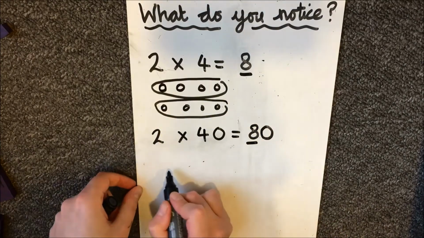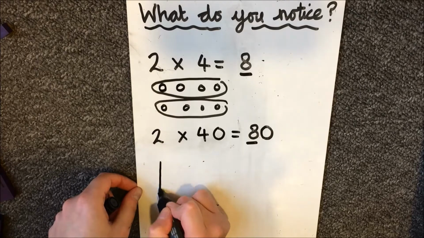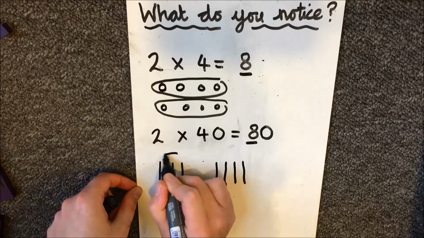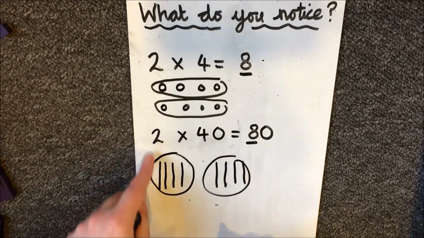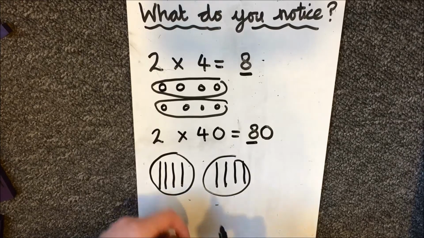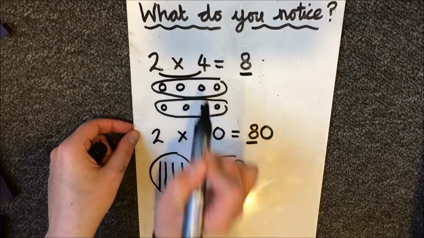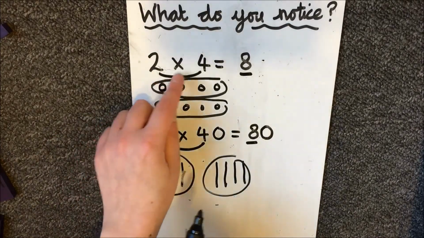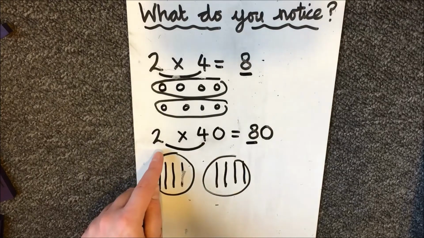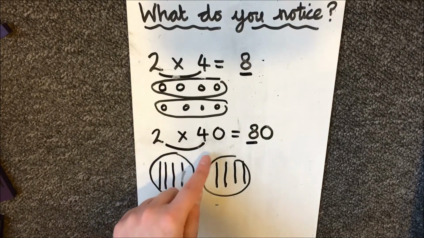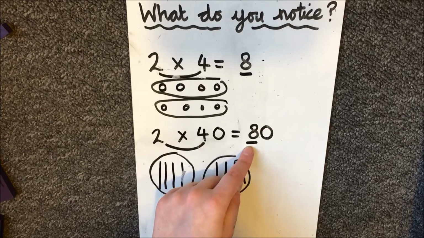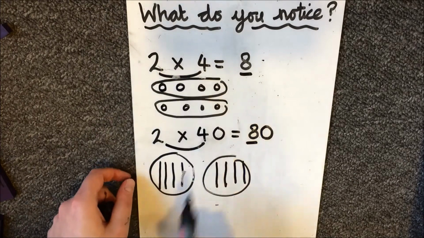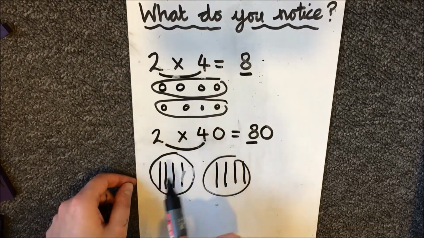Why not? Because here we've got 2 groups of 40. So that's 10, 20, 30, 40. 10, 20, 30, 40. We've got 2 groups of 40. So the 2 and the 4 are the same here, and the 2 and the 4 are the same here. But here this means 2 times 4 ones is 8 ones, and here 2 times 4 tens is 8 tens. So they do look a little bit similar. We can use our 2 times 4 to help with 2 times 40.